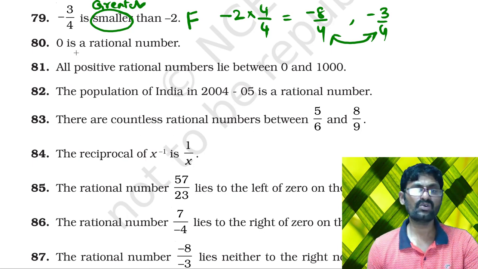Now 80. 0 is a rational number. Surely 0 is a rational number. So this is a true statement.